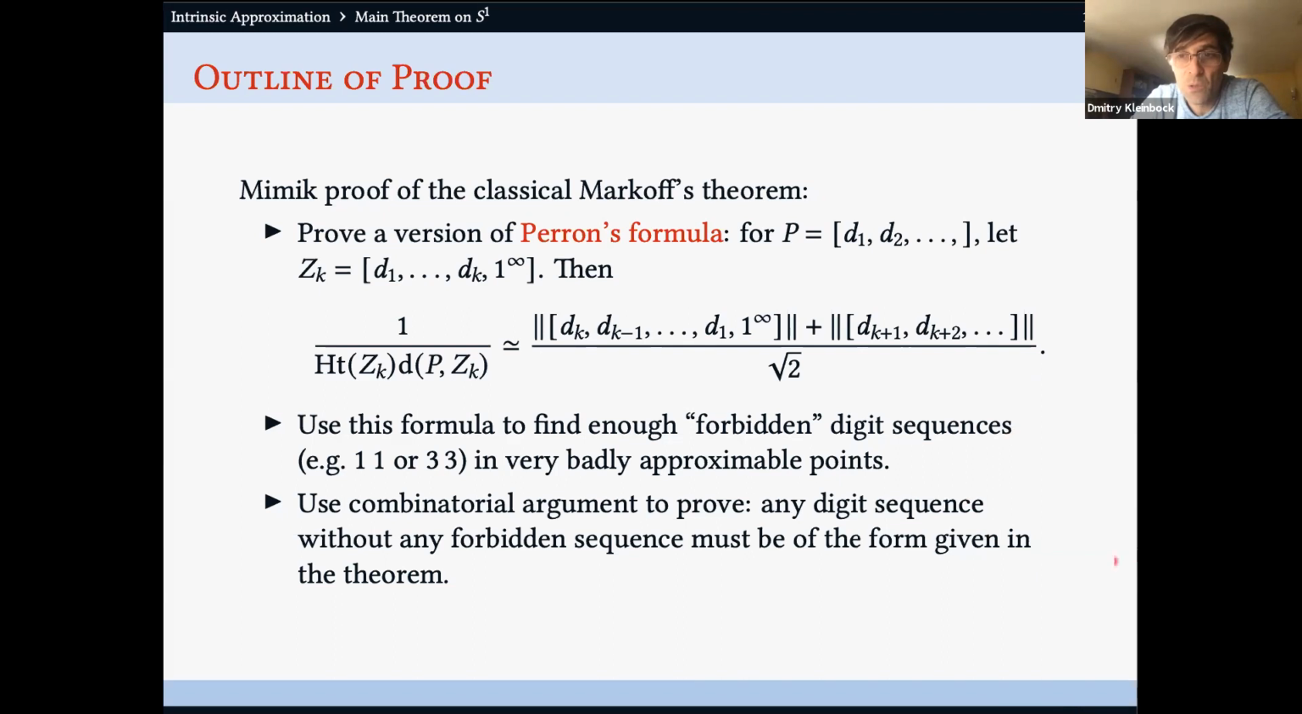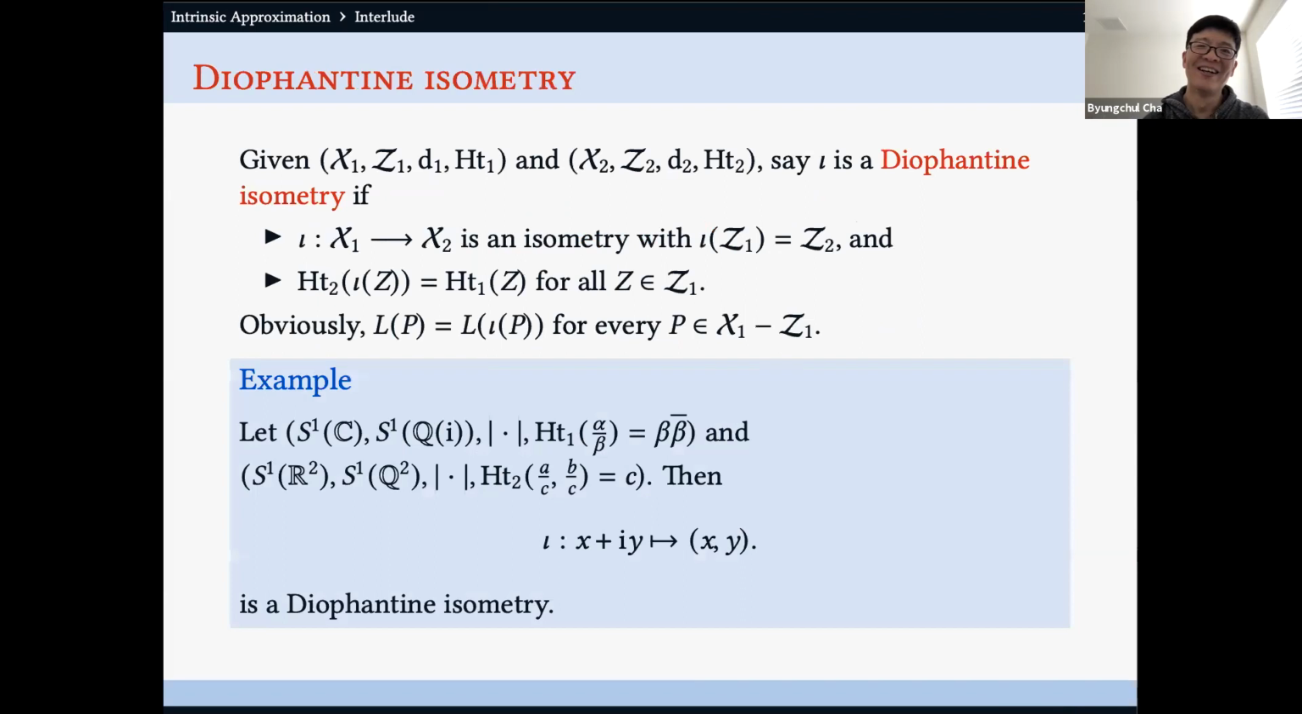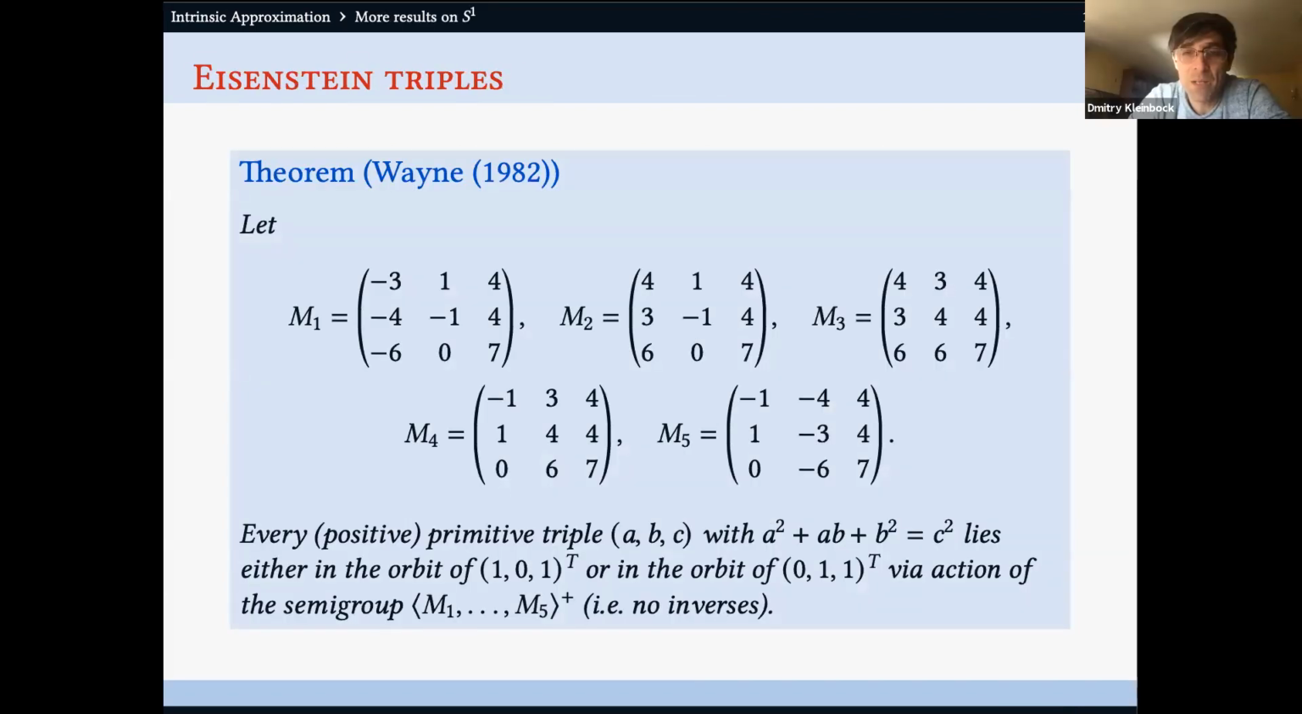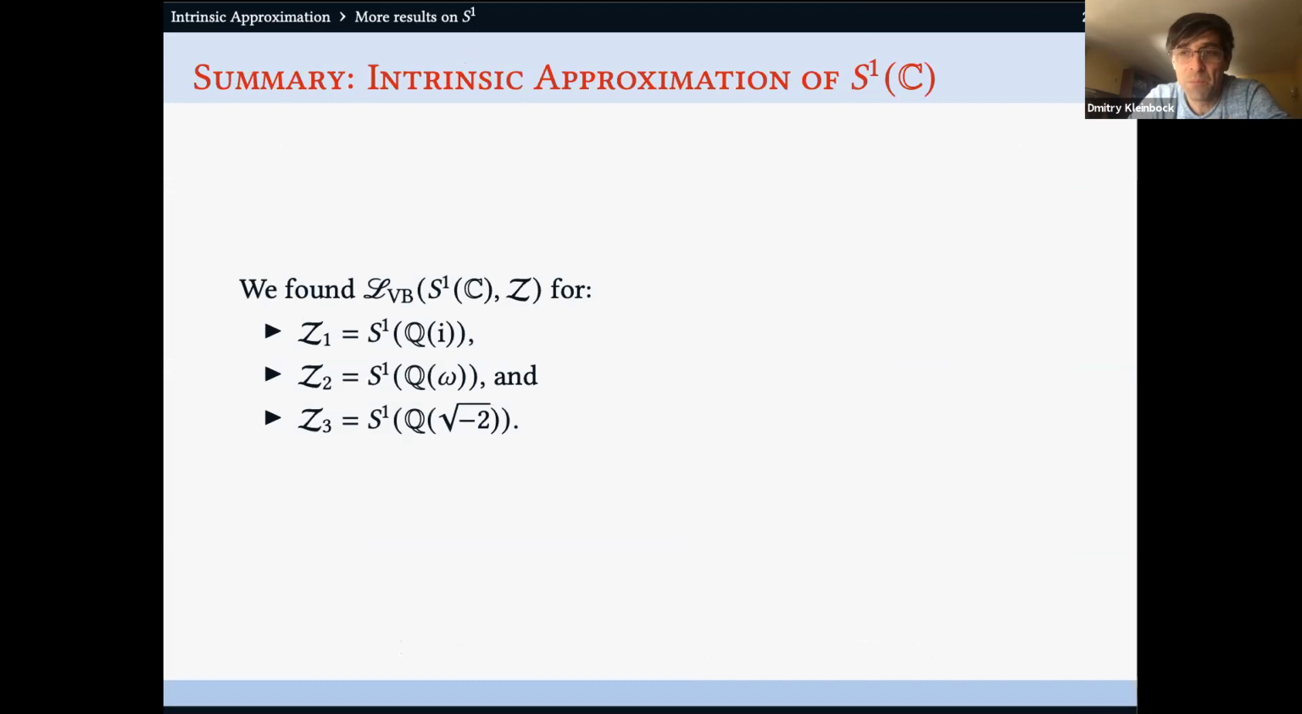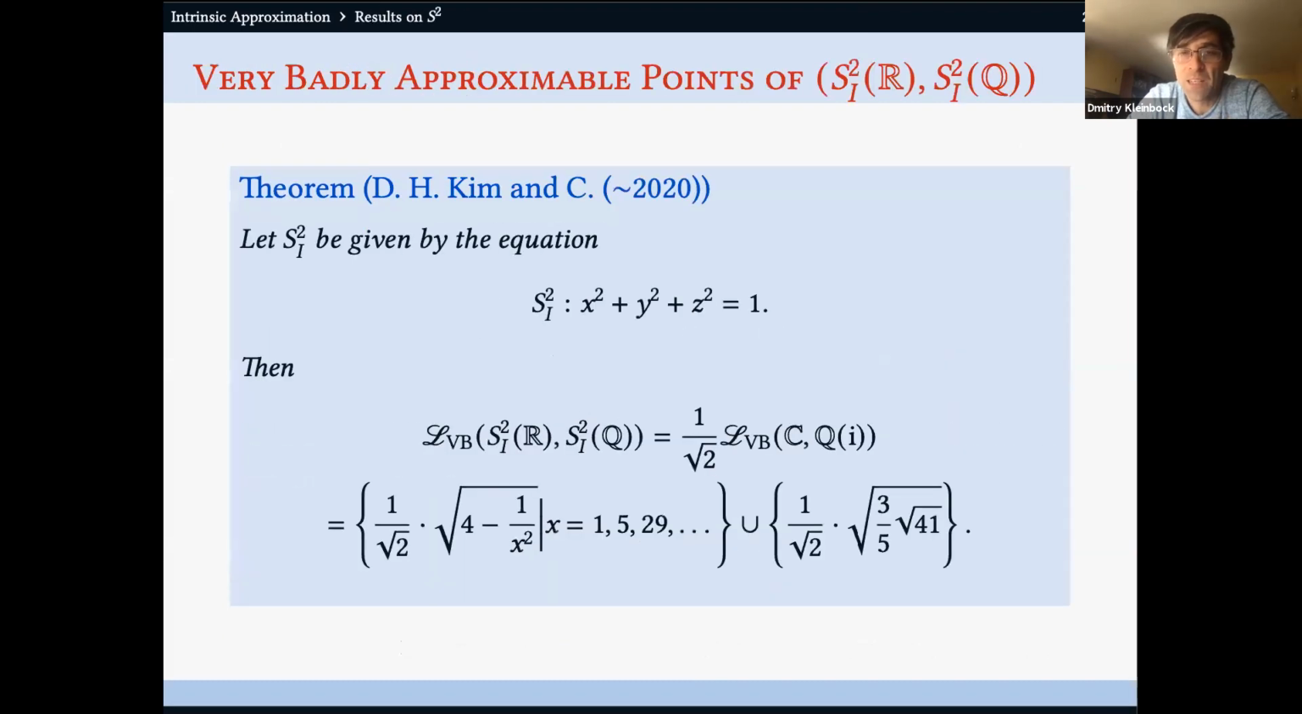So can I just ask a quick question, because there are too many spheres and I kind of lost. So if you come back to the very basic S2, standard S2 inside R3, and approximate by rational points on S2. What is the very worst approximable point? It is the symmetry point that we know, 1 over root 3. Okay, it's the symmetry point on the sphere.